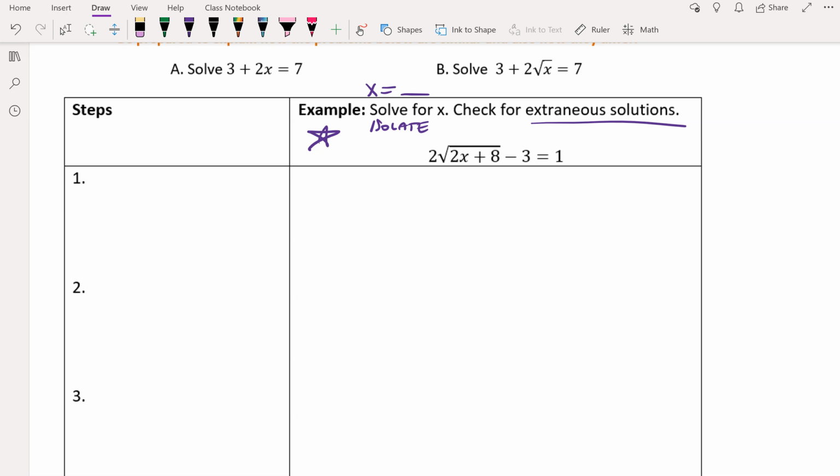Okay, and then we have this problem. So make sure you write down the problem. 2 times the square root of 2x plus 8 minus 3 equals 1. And again, this is called a radical problem because it has a square root, so that's why we call it radical. Okay, let's go ahead and start with our first step. First step, isolate, which means get alone. Isolate the square root.